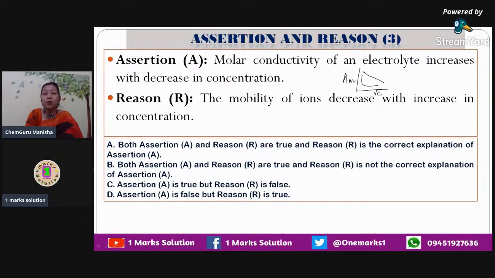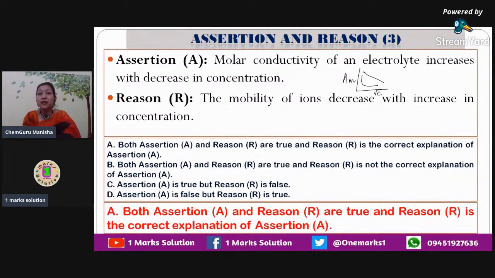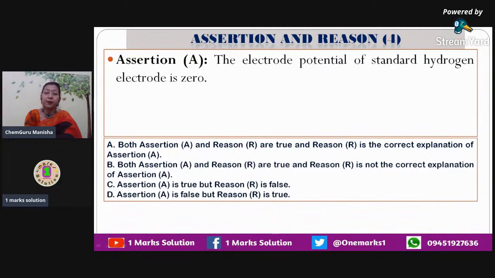Now the reason says the mobility of ions decreases with increase in concentration. So that's absolutely correct. The number of ions per unit volume are changing, and that is why the mobility, the way they are moving, is also being affected. So that's why we say that molar conductivity is increasing with decrease in concentration, and that is because of the mobility of ions. So assertion and reason both are true, and the reason is the correct explanation of the assertion as well.